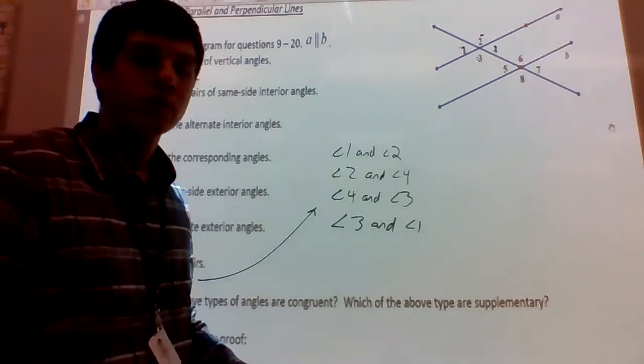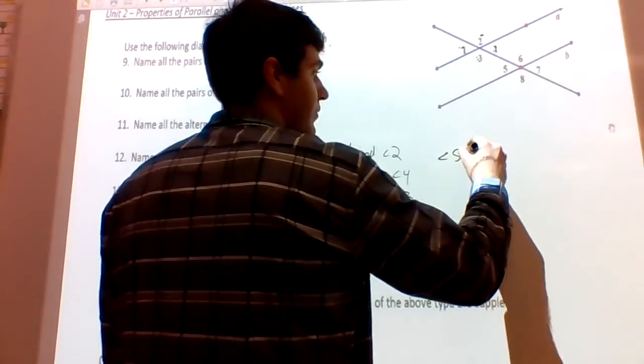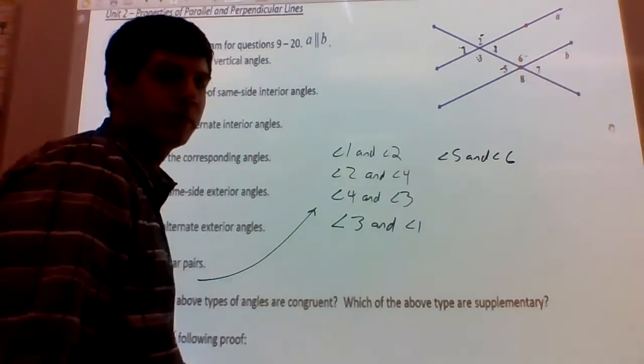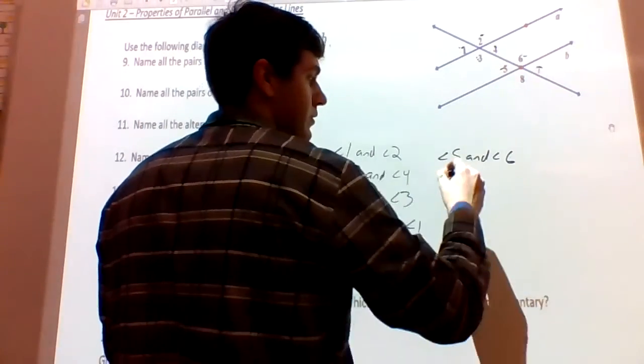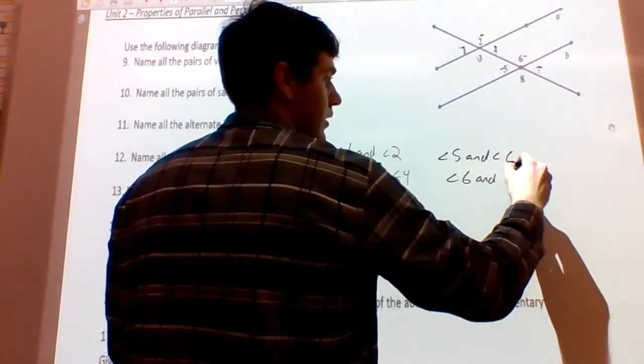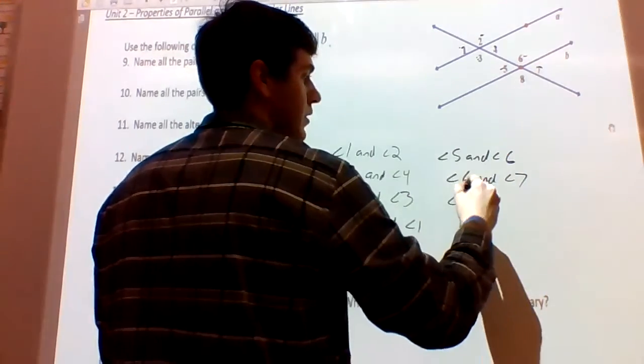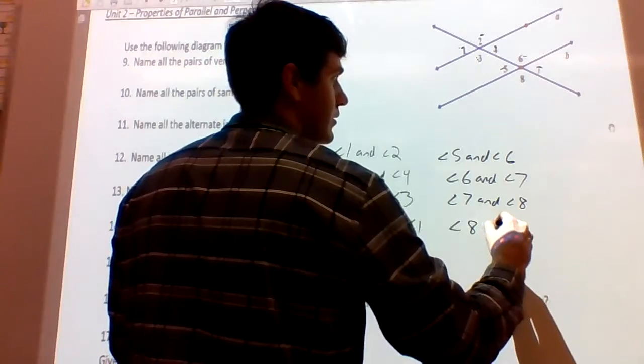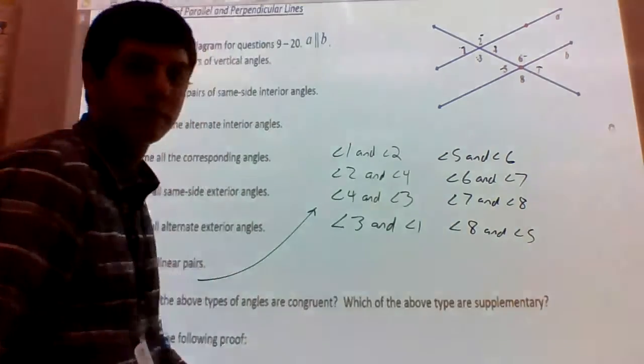We could also look at the other intersection point and do angle 5 and angle 6. They form a straight line, they're supplementary. Angle 6 and angle 7 are a linear pair. Angle 7 and angle 8, and angle 8 and angle 5.